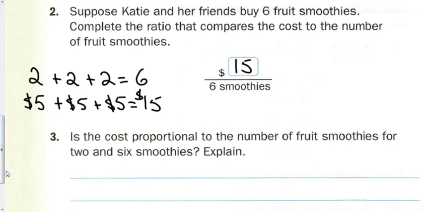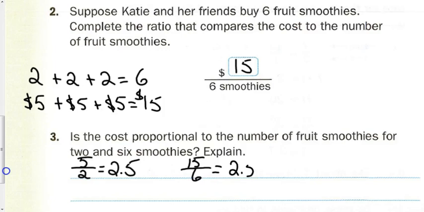And they ask the question, is the cost proportional to the number of fruit smoothies for 2 and 6 smoothies? Well, if we take a look at this, $5 for 2 smoothies reduces down to 2.5. And if we looked at our other ratio, $15 for 6 smoothies, if we divided that out, that gives us, you guessed it, 2.5 as well.